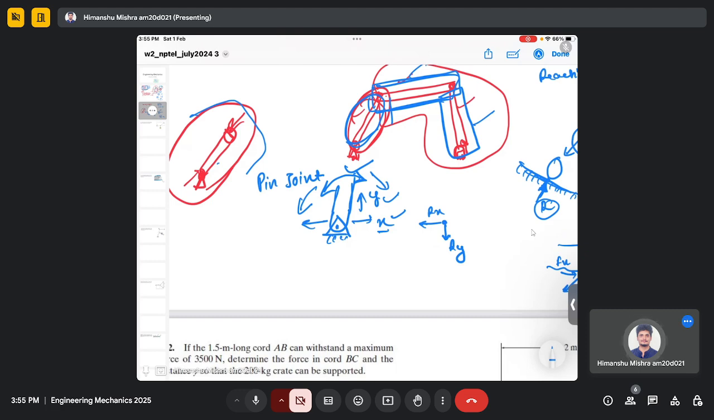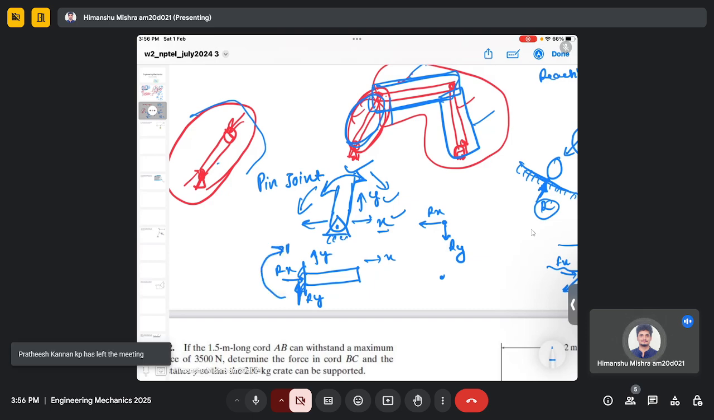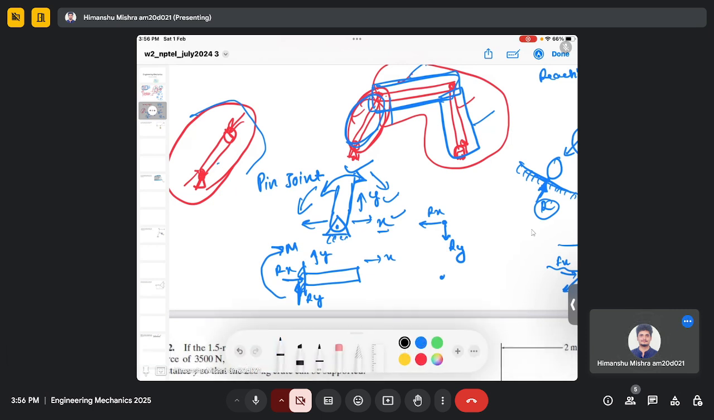Then there is a built-in support. Let's say you have a cantilever beam, which is fixed in the wall. So you can see again, this cannot move in x direction, this cannot move in y direction. So again there will be reaction forces Rx, Ry, but also it cannot rotate. So there will be a reaction moment also. In the earlier case here, it can rotate.